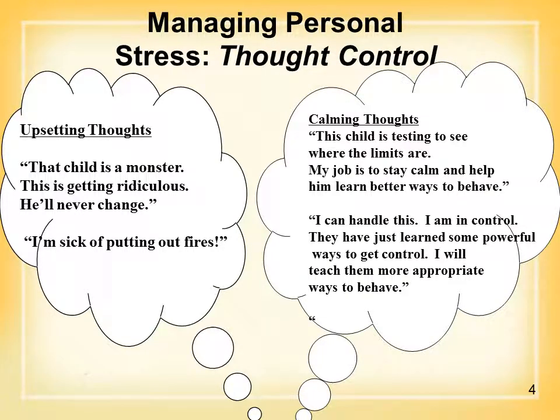Other thoughts that we might have to replace the upsetting thoughts are, this child is testing to see where my limits are. My job is to stay calm and help him learn better ways to behave. Our job is to say, okay, every behavior has a reason. There's a function. It's a reward paradigm. If we ask ourselves, what is it that we're supposed to do in this situation? And what is the child trying to do?